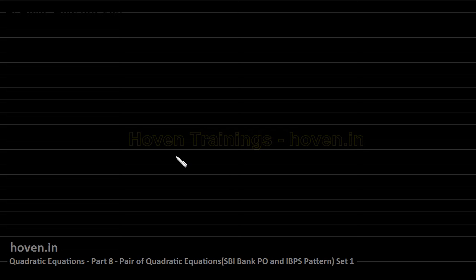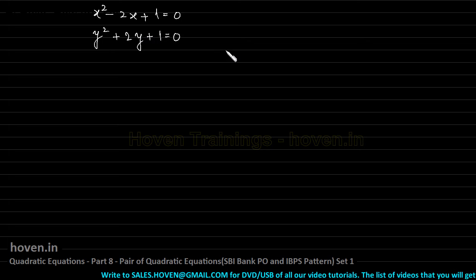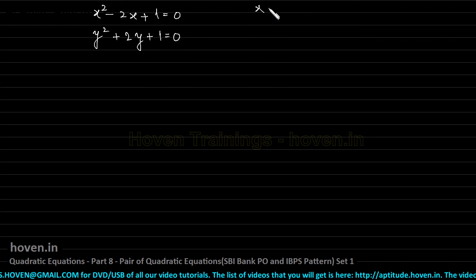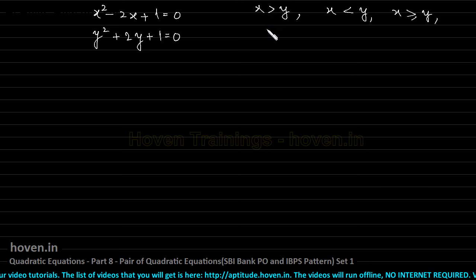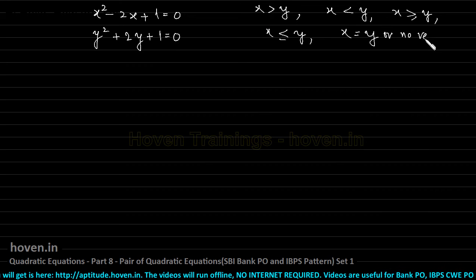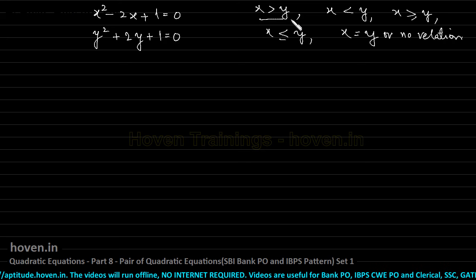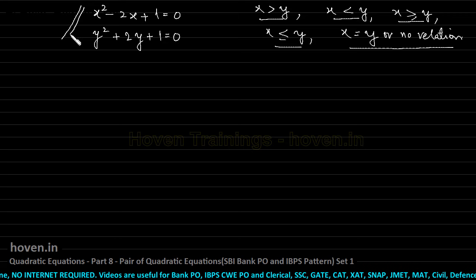We shall now take up all those questions in which two equations are given. For example, one equation is given to you equal to 0, and the second equation is also given in the same question, plus 1 equal to 0. The question says that you have to solve both the equations for x and y and then determine whether x is more than y, x is less than y, x is more than or equal to y, x is less than or equal to y, or x is equal to y, or no relation. So you have five options. They say that solve these equations and determine the correct option.